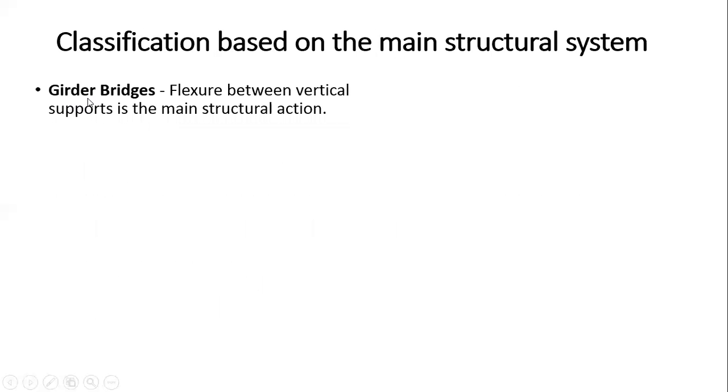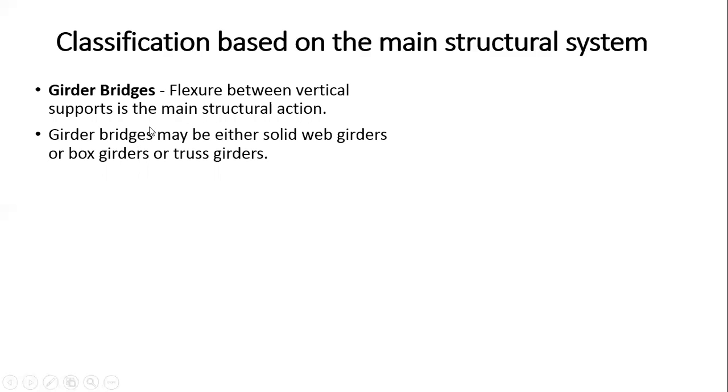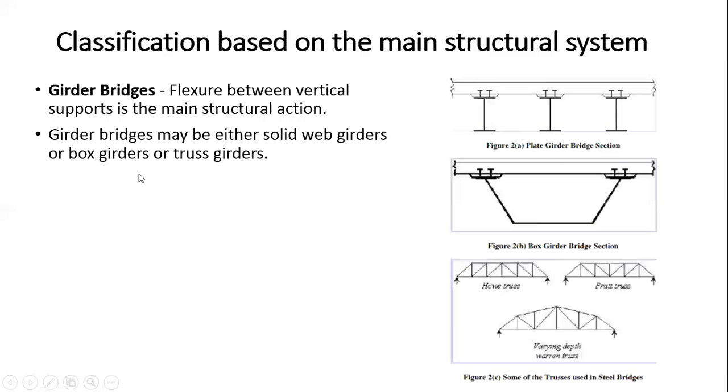Now classification based on the main structural system. First one is your girder bridges. In case of girder bridges, flexure between the vertical supports is the main structural action. So we have a flexural action between the vertical supports of the columns. That is your girder bridges. We call them plate girder bridges. Girder bridges will be either solid web girders, plate girders being generally solid web girders, or box girders or truss girders. So we'll see that here.